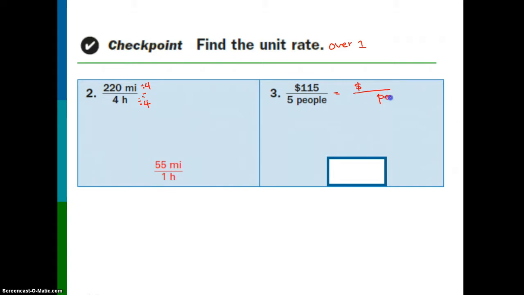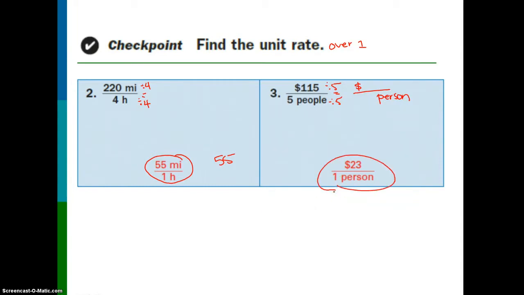You do want to label your unit rates. Here I had miles per hour. You can't just put down 55. 55 what? Okay, so number 3, we divide by 5, and we have $23 per one person. Again, make sure you label. I will be taking points off if you do not label.